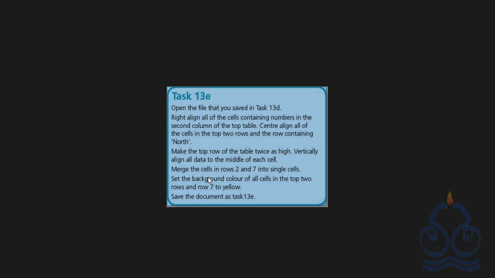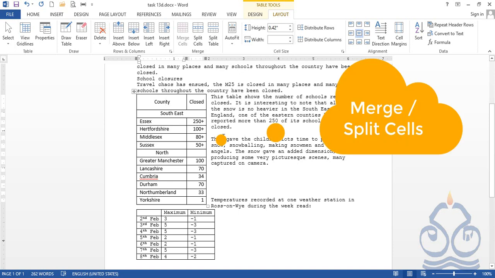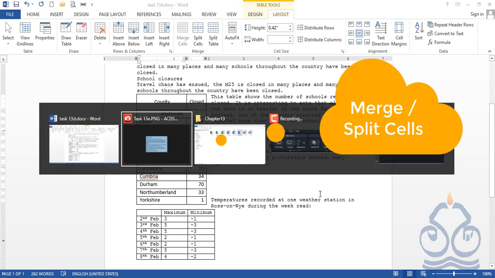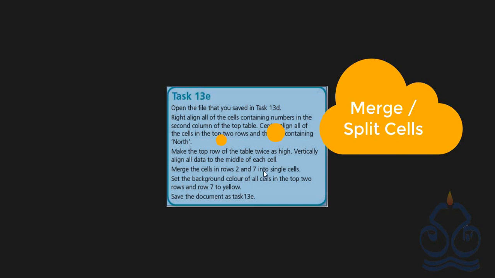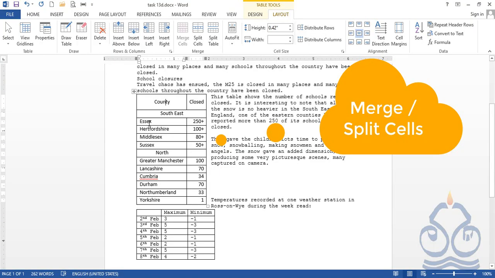Now, up till now, we have learned three different things: the alignment options, the row height, and the width of the columns. Now we are going to explore one more point in today's agenda, and that is how to merge and split cells. In order to see this, we are asked to merge the cells in rows 2 and 7 into single cells. So here we have row number 2, it's already merged, and row number 7: 1, 2, 3, 4, 5, 6, 7.